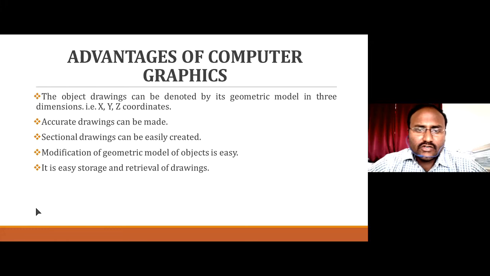The main advantage of computer graphics is that the object of a drawing can be denoted by its geometric model in three dimensions, like x, y, z coordinates. The accuracy of the drawing can be very high. You can easily create new designs, and sector drawings can be easily created. Modification of the geometric model of the object is very easy, it can be stored, retrieval of drawings is very easy, and it also occupies very little space.